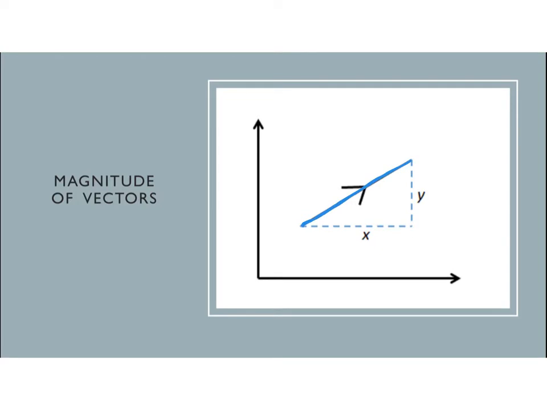Someone's drawn in the nice triangle for us there, and we can see that the magnitude is on the hypotenuse. So to find the magnitude, we're going to do the square root of x squared plus y squared. So to find out the hypotenuse, we do a plus there, don't we?